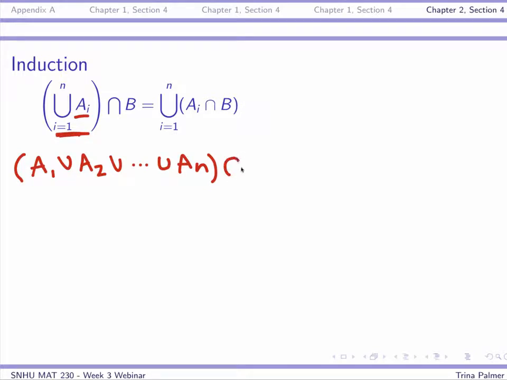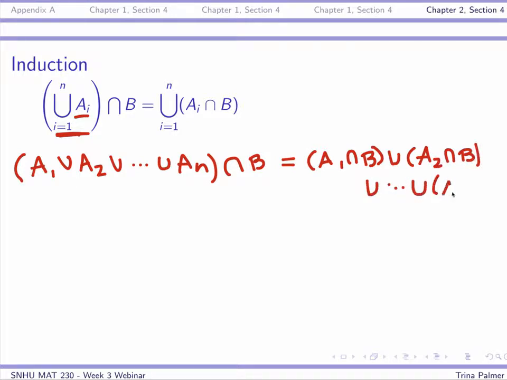We want to intersect that with B, and we want to show that's the same as, now I'm going to write this big union out. So it's A1 intersect B union A2 intersect B union all the way up to AN intersect B.